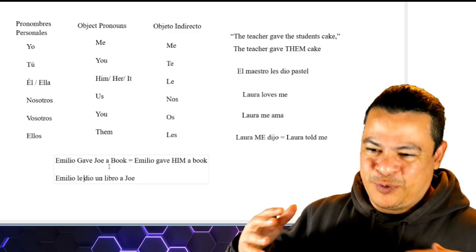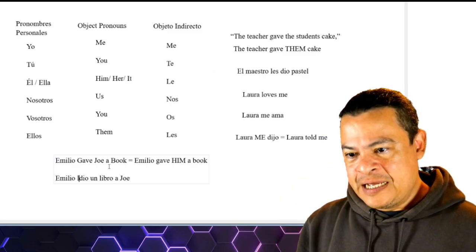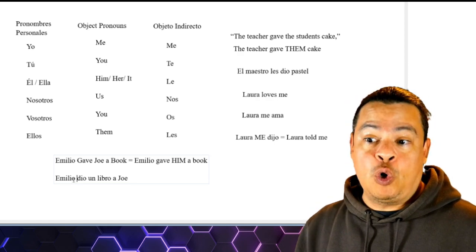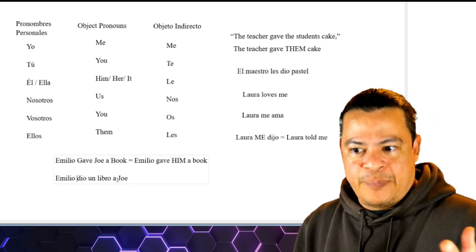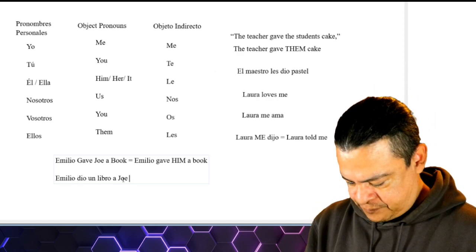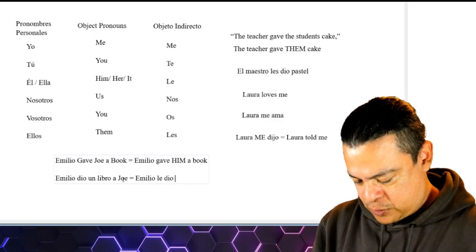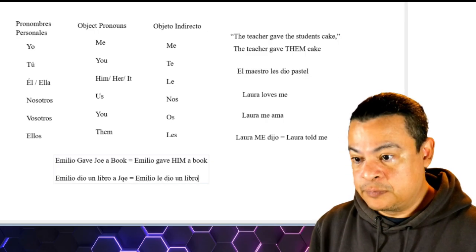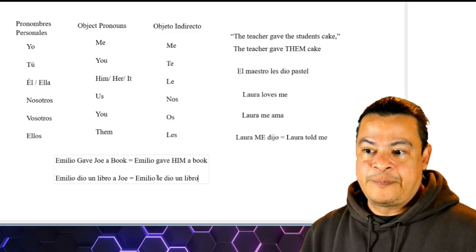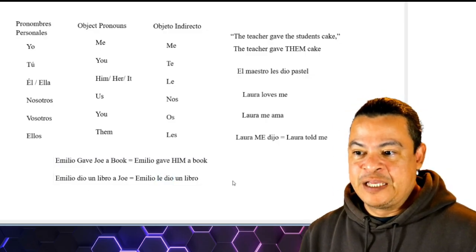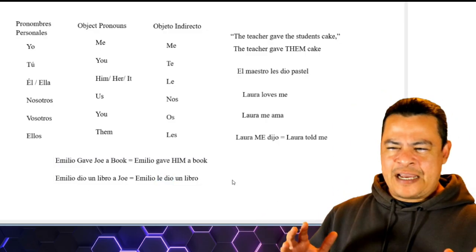Okay, and if you want to break it down even more, Emilio dio, gave a book to Joe. Emilio le dio un libro. Okay? So it's going to get there.